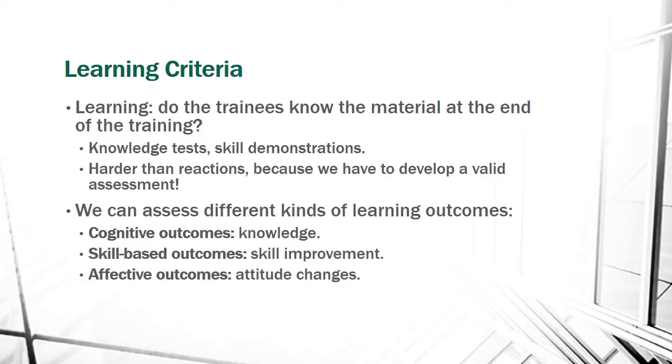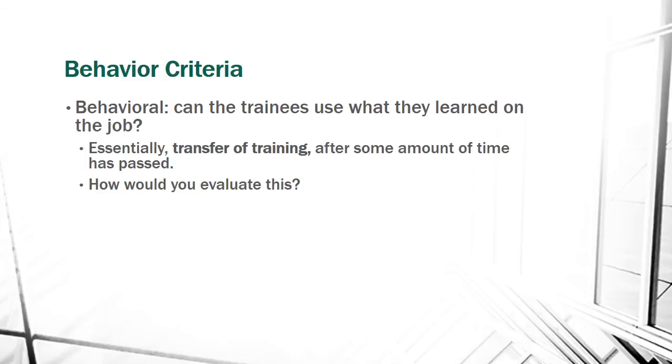So learning criteria and reaction criteria both get measured right around the end of the training program, very close in time to when the training happens. Behavior criteria are assessed sometime later because behavior criteria are connected to transfer of training. Once employees have been trained, once they've gone back to the job, are they using what they learned? Chances are if we evaluate this immediately afterward, we're going to see high transfer, but what we really want to know is 2 weeks later, 6 months later, are they still using what they were trained on? This one can be very challenging to evaluate.